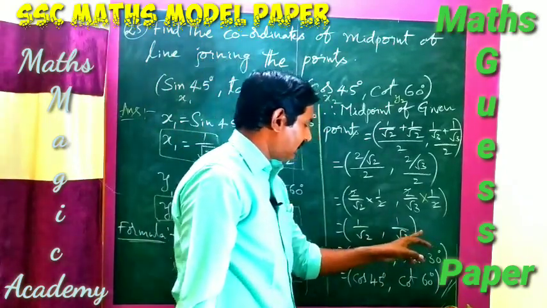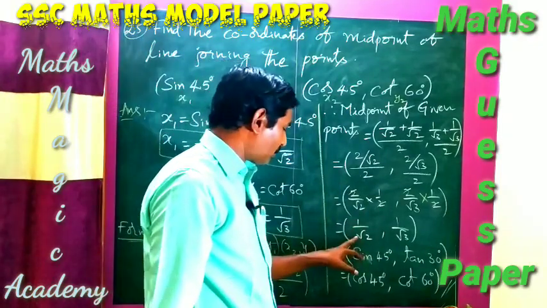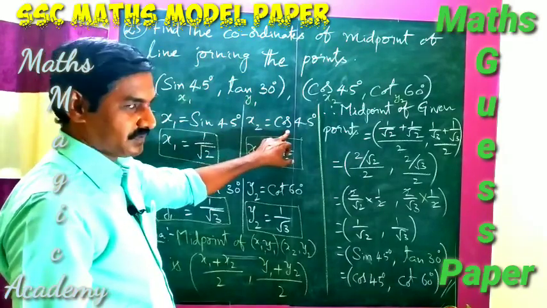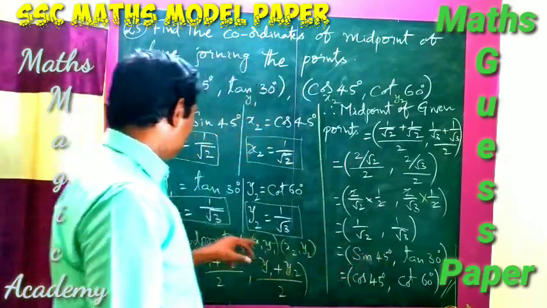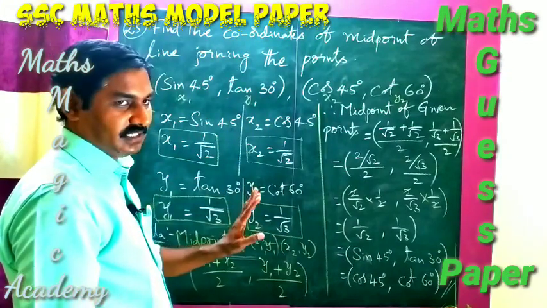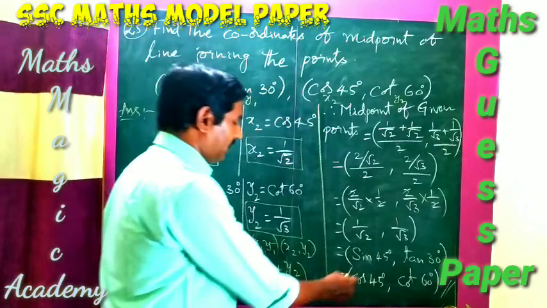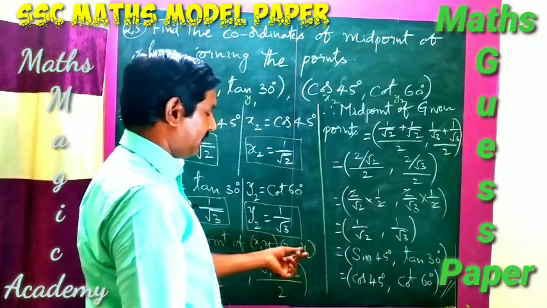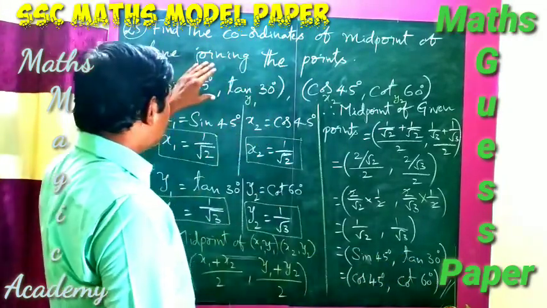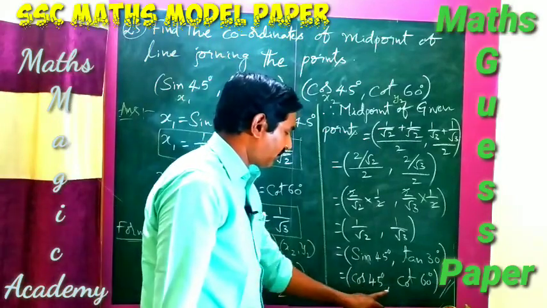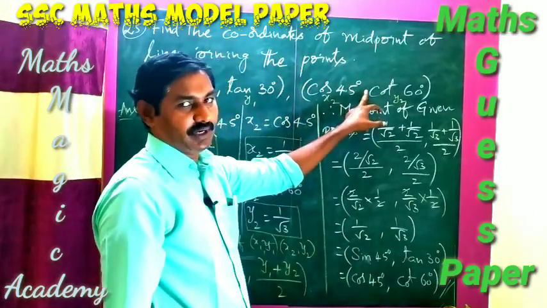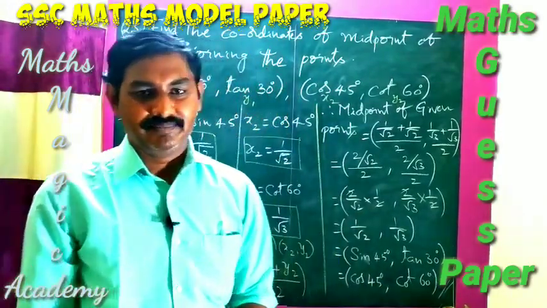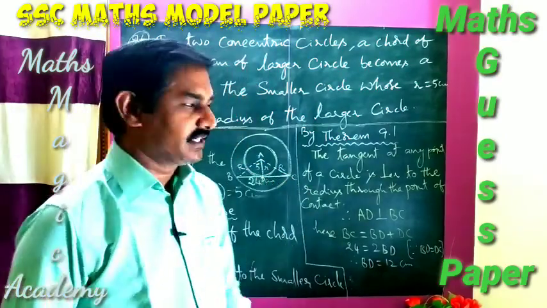That is the answer, but you can write it in a different way. Already you found 1 by root 2, it may be sin 45 or cos 45. Like that 1 by root 3, it may be tan 30 or cot 60. In terms of the given coordinates only, I am writing the answer: either sin 45 comma tan 30, that means the first point, or cos 45 comma cot 60, that means the second point. Either the first point or the second point is the midpoint of those 2 points. Okay. And next, question number 26.